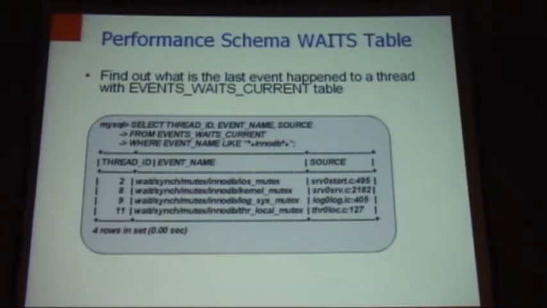So there's a kernel mutex, which is also used for protecting the lock timeout thread. So it does a lock timeout check, then it will obtain this kernel mutex. This is like a background thread running. Every once in a while it gets a mutex. And this is the log sys mutex, which gets a log sequence number, etc.